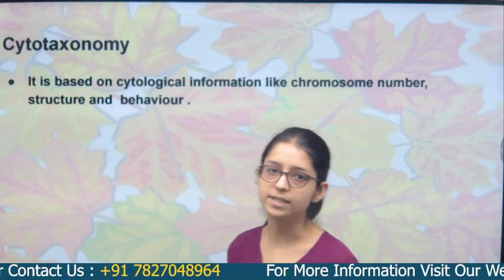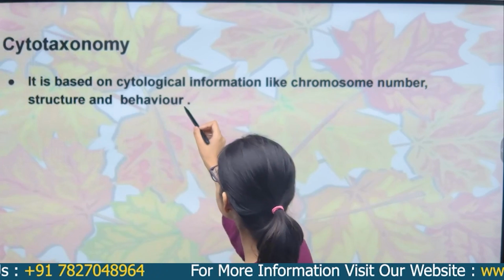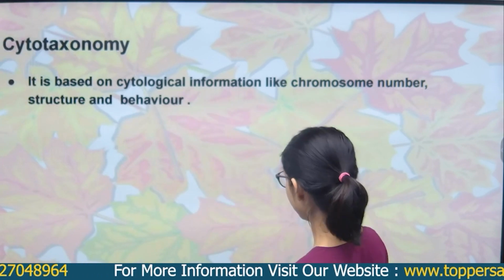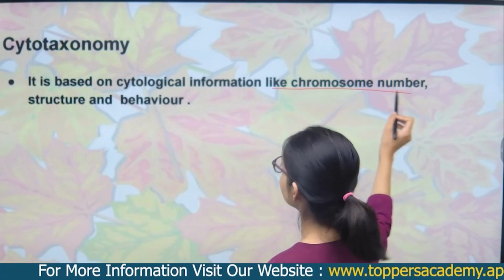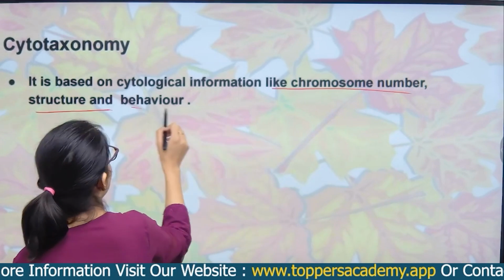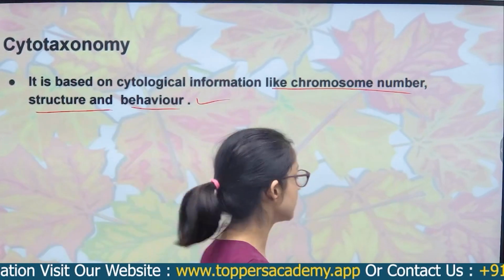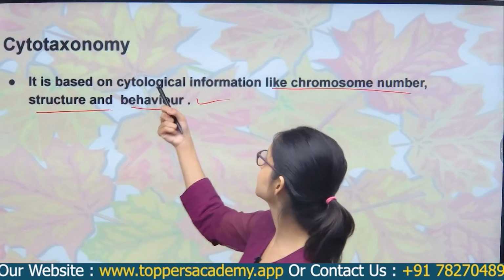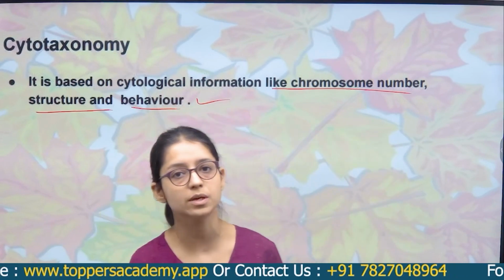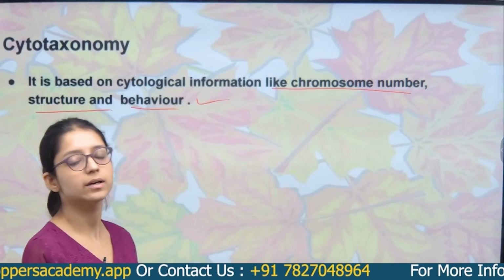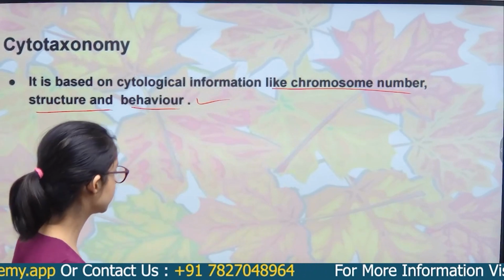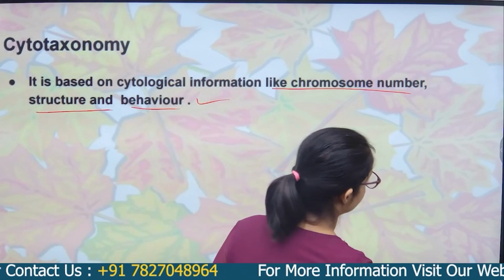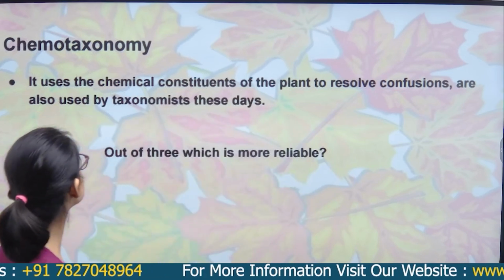So, cytotaxonomy is based on cytological information like chromosome number, structure and behavior. Cytotaxonomy is only based on cytological information like chromosome number, chromosome behavior, chromosome structure. Right? Third one is chemotaxonomy.